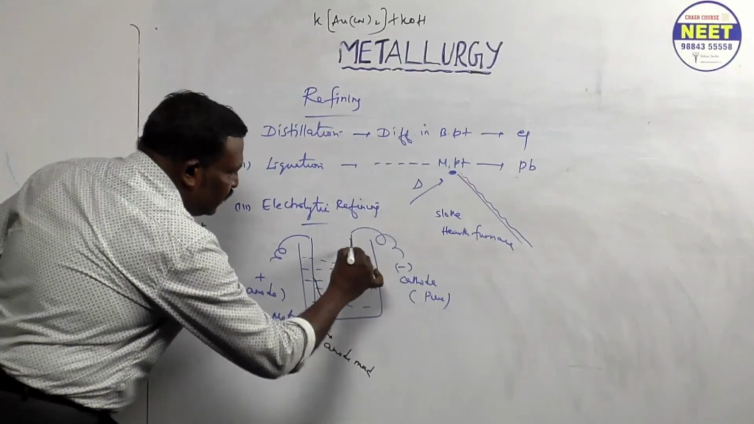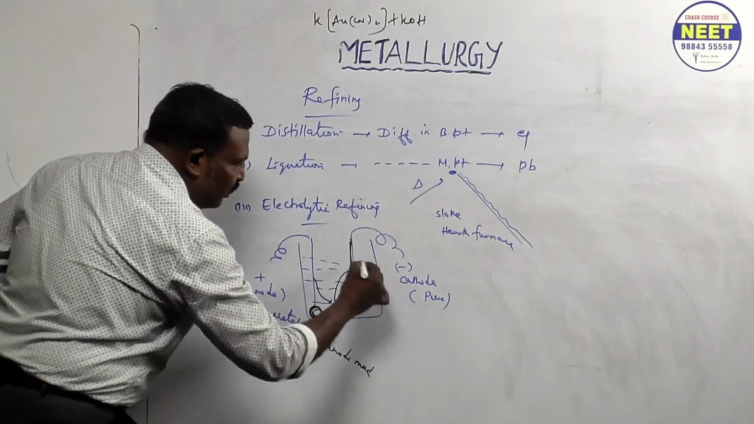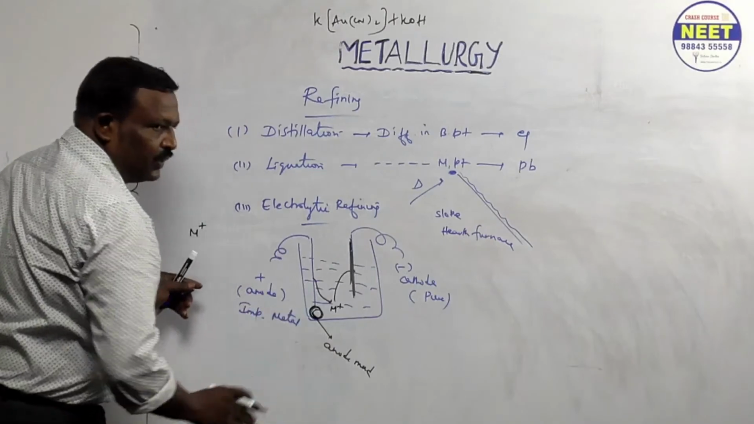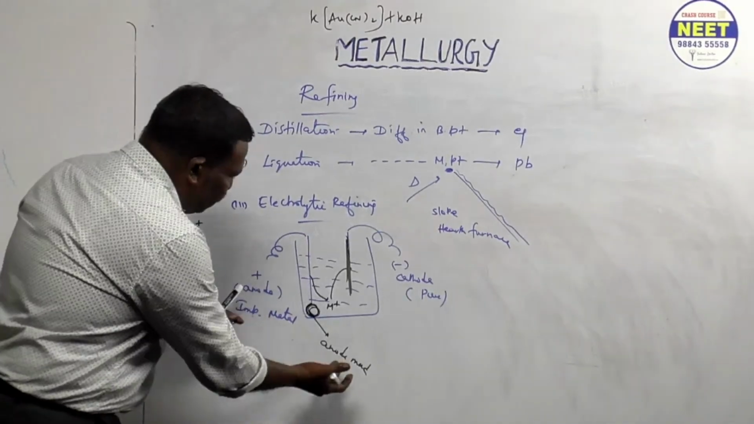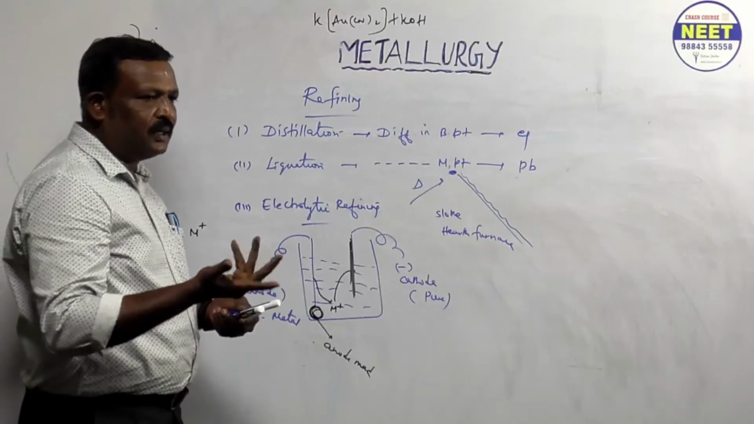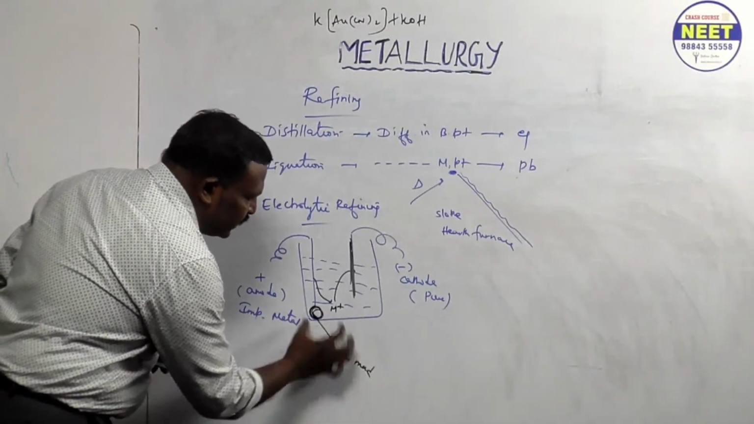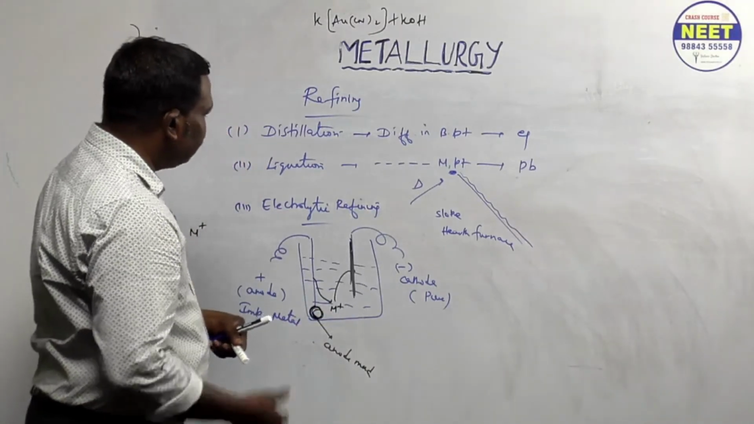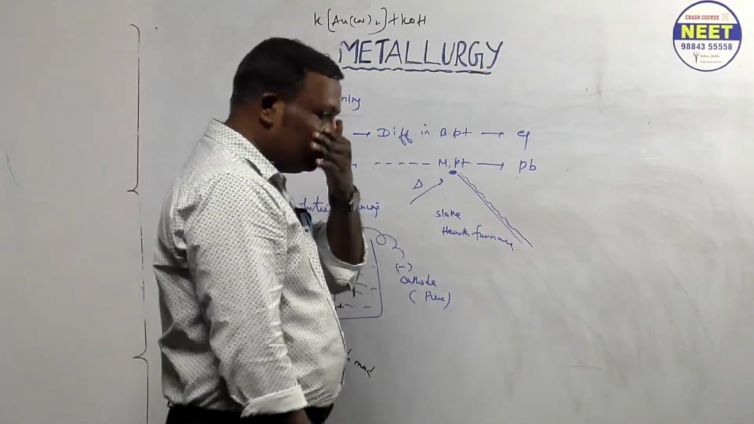On the surface of the cathode, which is already pure, now the pure metal will be deposited. Are you following? That's called what? Electrolytic refining. But impurities do not have any charge at all, no plus character, no minus character. Then only it will be settled down near the anode. That's why it's called anode mud. Okay, right? Are you following?